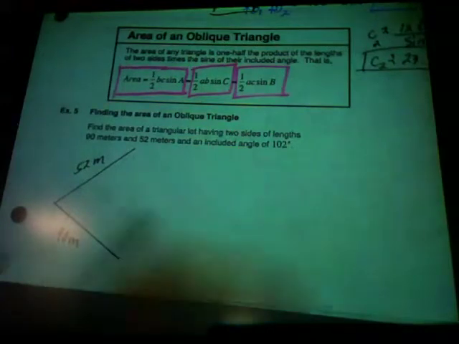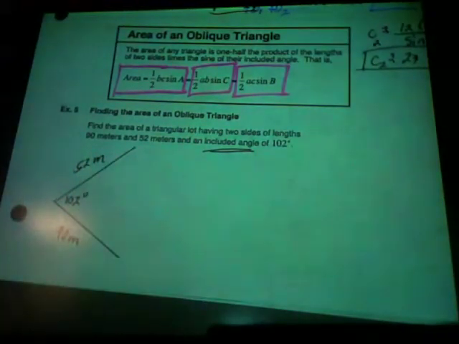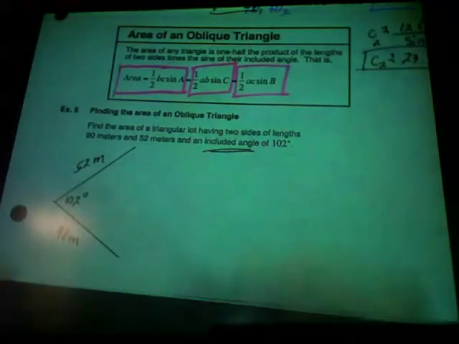Find the area of a triangular lot having 2 sides of lengths, so here are my 2 sides, 90 meters and 52. Doesn't matter which is which. And the included angle, so this is important, the included angle, doesn't that mean the 102 degrees will go there? It means it's in between those 2 sides. That's what we're looking for, two sides. We're looking for a SAS format. So it doesn't really matter to me which is A, B, or C.